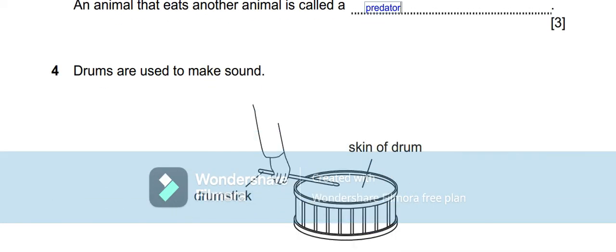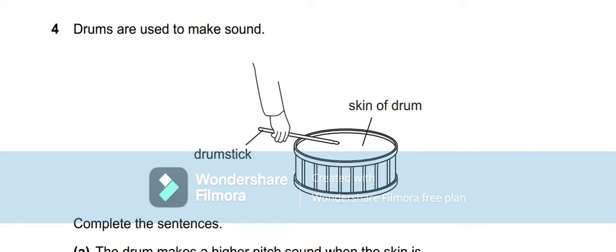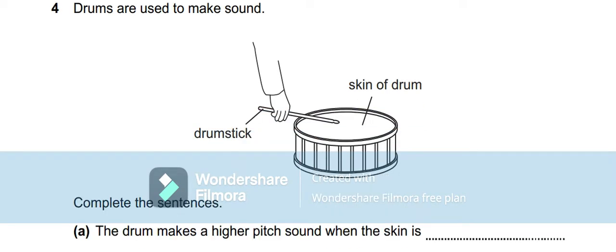We are on number 4, which is saying drums are used to make a sound. So there's a skin of a drum. We call it the membrane also. This instrument is called a membranophone because of that membrane. Okay, and we have a drumstick.